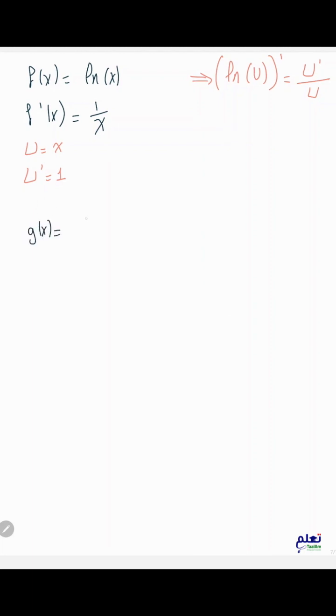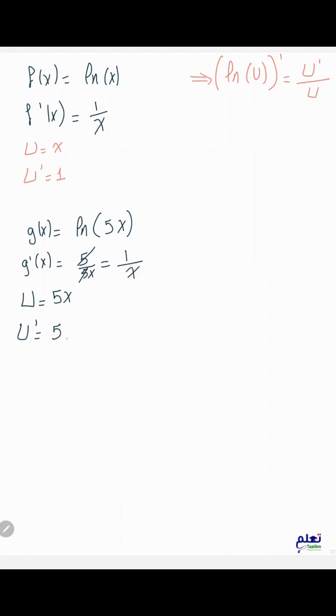Now, let's move to another example. Let's take now the function g of x, which equals ln of 5x. What's the derivative of ln of 5x? As we did before, we are going to state that the value of u equals 5x. Now, what would be the derivative? The derivative is 5. Now g prime of x has the form of u prime over u, which is 5 over 5x. Now you will see that it's also going to equal 1 over x.